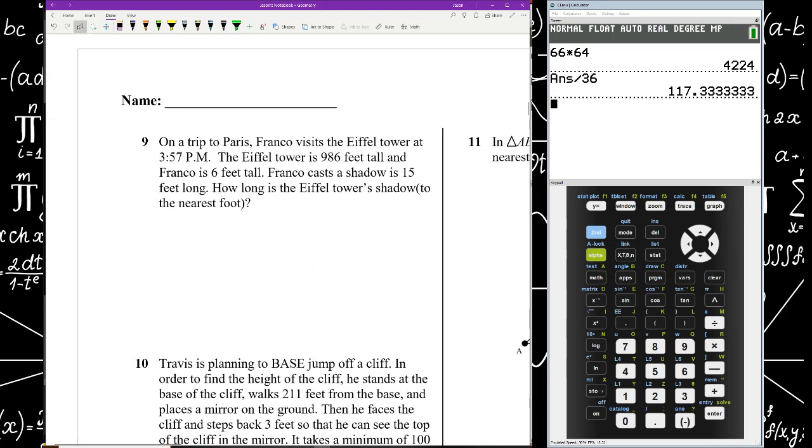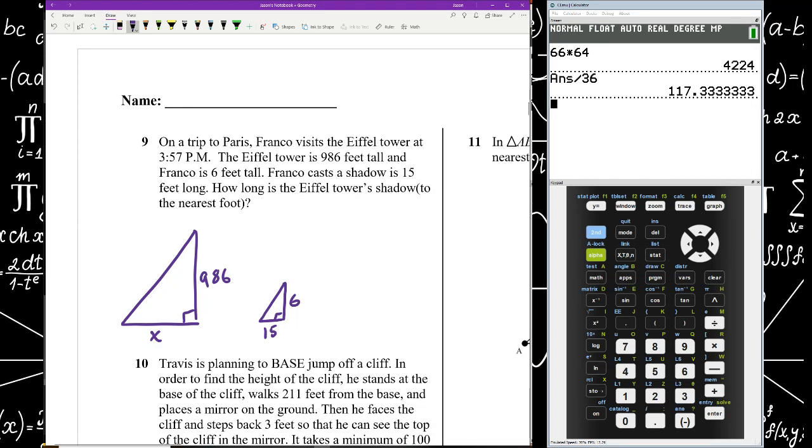On a trip to Paris, Franco visits the Eiffel Tower at 3:57 p.m. The Eiffel Tower is 986 feet tall, so we draw a triangle with that. Franco is 6 feet tall, so we draw a triangle with the height being 6. It says Franco's shadow is 15 feet long, so I'm going to put a shadow on the ground, 15. We want to know how long the Eiffel Tower shadow is, so we put an X there.